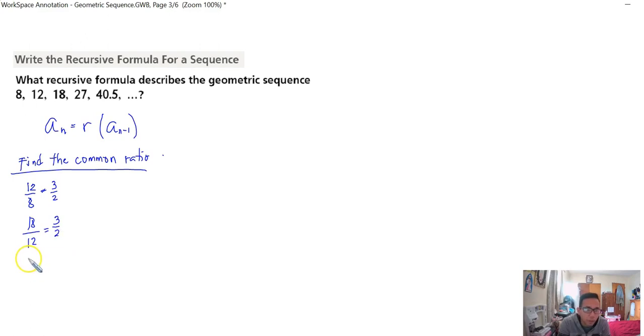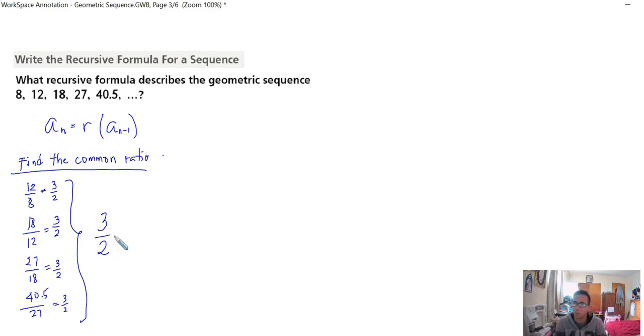And how about 27 and then 18? That will give me 3 over 2 also. And then 40.5 divided by 27 will give me 3 over 2. So therefore, the common ratio that we have is 3 over 2.